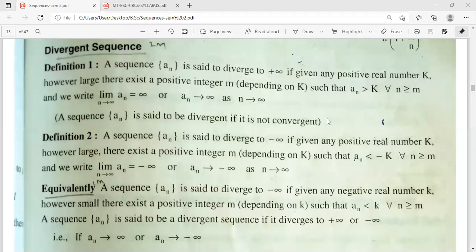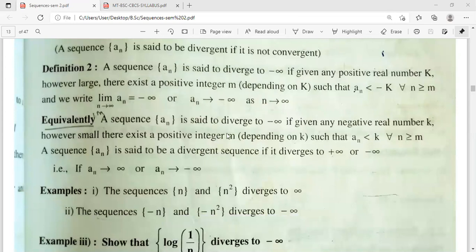Only here you have a_n less than minus k, whereas in the previous case it was a_n greater than k. And in definition one you wrote limit a_n as n tends to infinity equal to plus infinity, but here you write limit a_n as n tends to infinity equal to minus infinity, that is a_n tends to minus infinity as n tends to infinity.